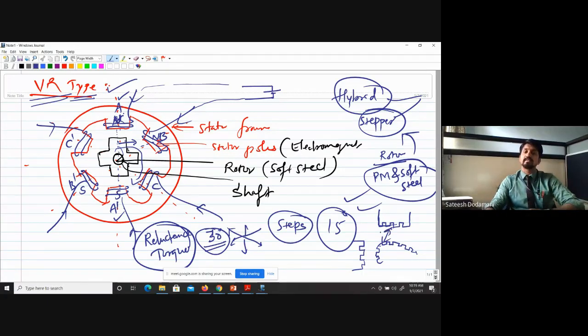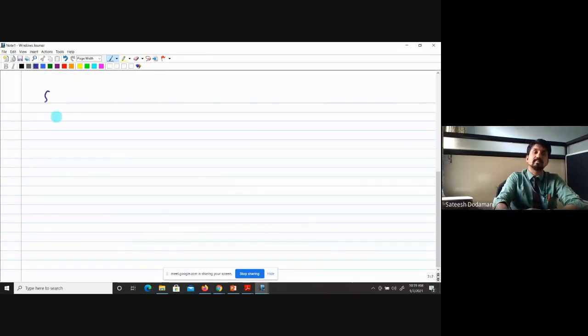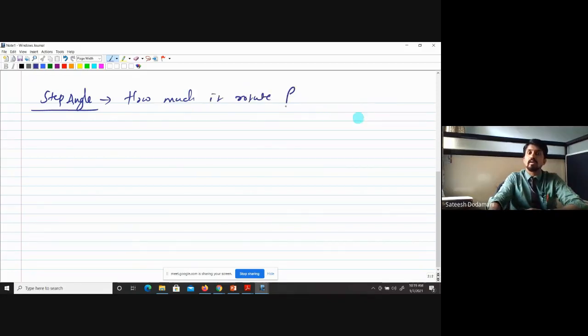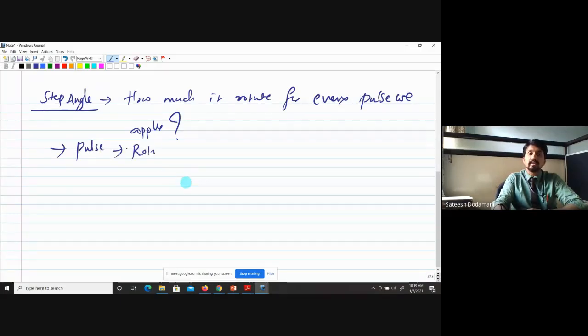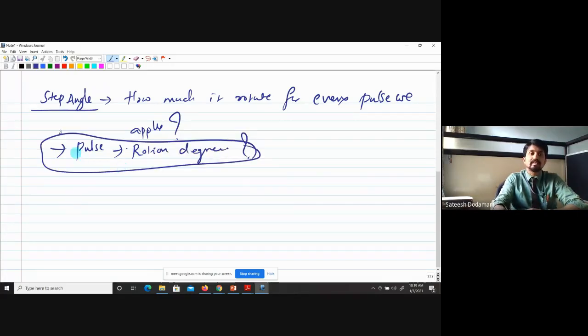So based on the number of teeth, you will come to know how many degrees it will rotate. That is what is called the step angle. Step angle means how much it rotates for every pulse we apply. You are going to give the input, one pulse. For that one pulse, what is the rotation in degrees you are going to get? That is nothing but the step angle.